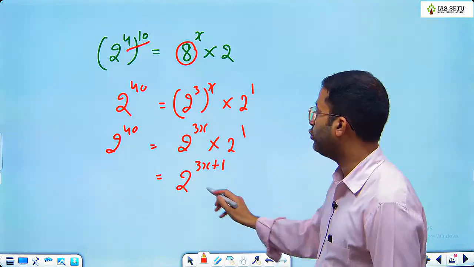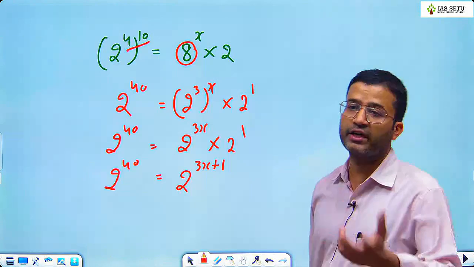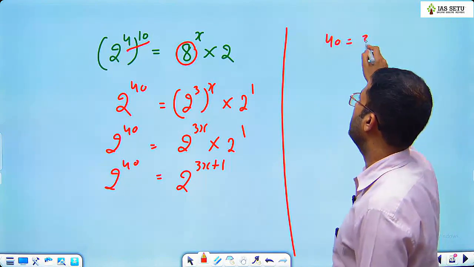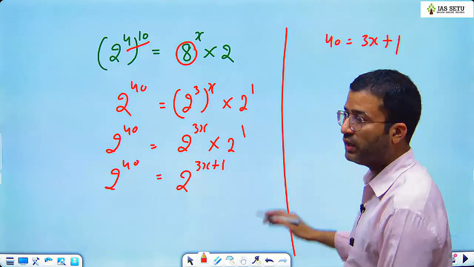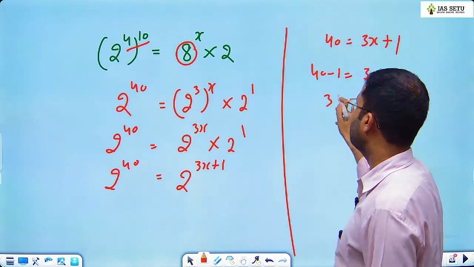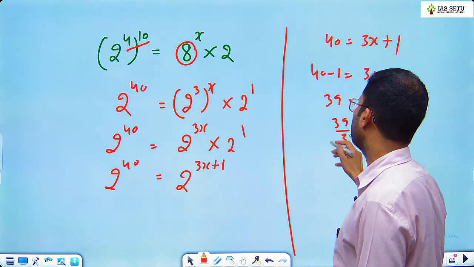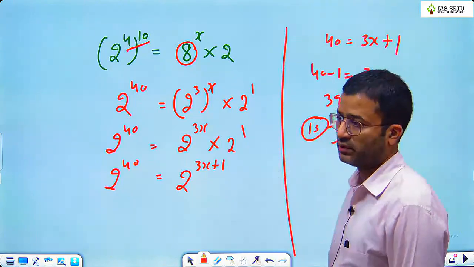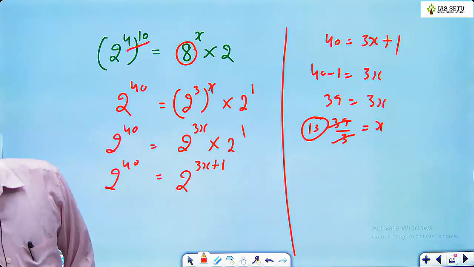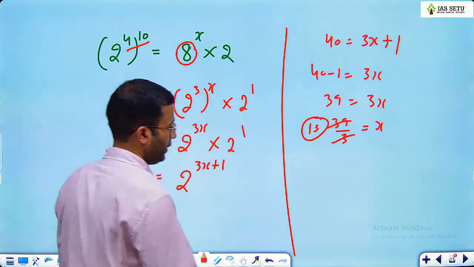So what we do, the base is the same. When the base is the same, we equate the powers. So here step number 2, 40 is equal to 3x plus 1. Take 1 to the other side, 40 minus 1 equals 3x. This is 39. So the value of x is 39 divided by 3. We get 13. So x here will be 13. We try some extra questions.